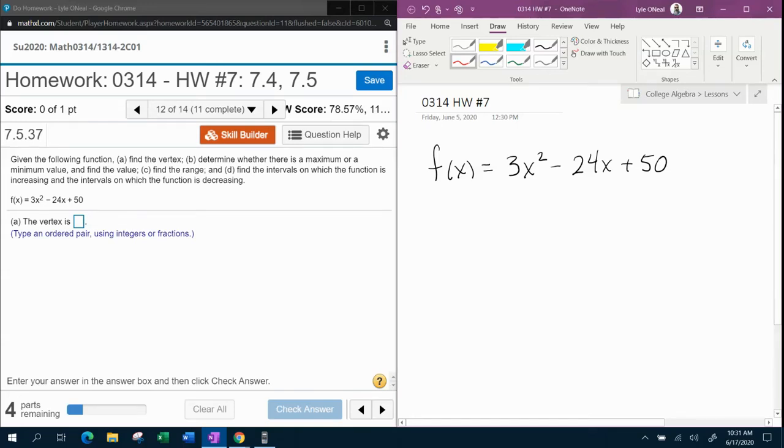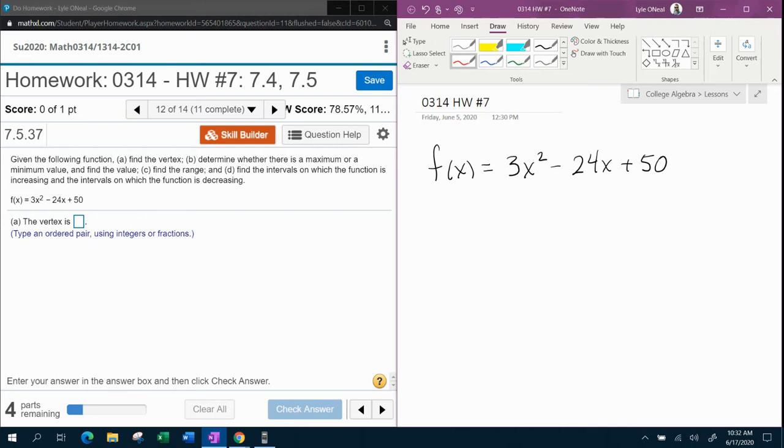Question number 12 from our 0314 homework number 7 in MyLab Math. The instructions say, given the following function, find the vertex, determine whether there is a maximum or minimum value, and find the value. Find the range and the intervals on which the function is increasing and the intervals on which the function is decreasing. So to start with, it asks first for the vertex.